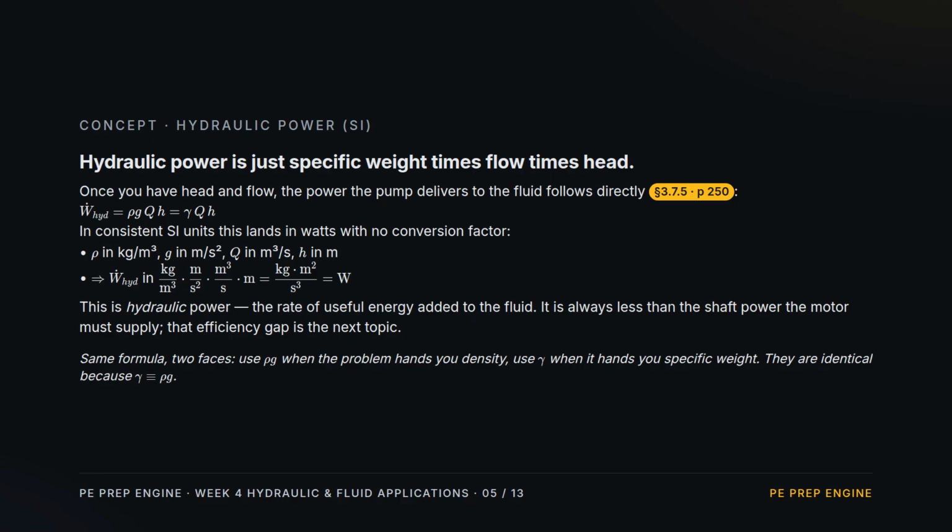Hydraulic power. Once you have head and flow, the power delivered to the fluid is just specific weight times flow times head, rho g QH, or gamma QH. They're identical. In consistent SI units, it lands straight in watts, no conversion factor. One caution: this is hydraulic power, the useful energy added to the fluid. It's always less than the shaft power the motor must supply. That efficiency gap is the next topic.